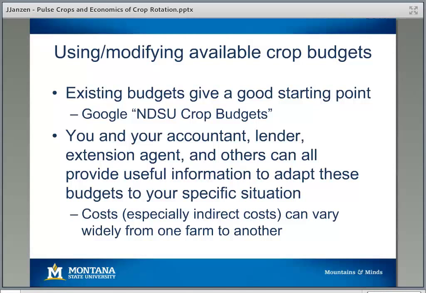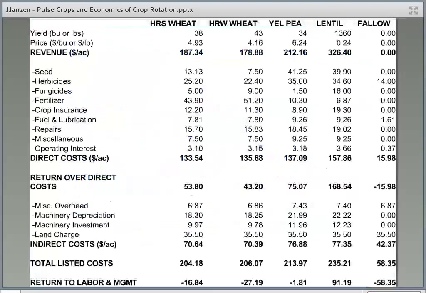This is hugely important because costs can vary widely from one farm to another. And some of the decisions that you make about what machinery you're going to have on your farm, right? There are high cost and low cost ways of planting, protecting, and harvesting a given crop. So those cost estimates vary widely, and it's important to adapt those as best as possible to your specific situation.